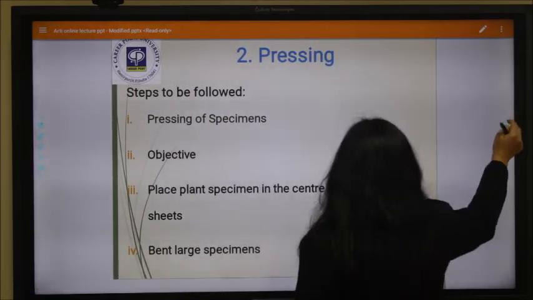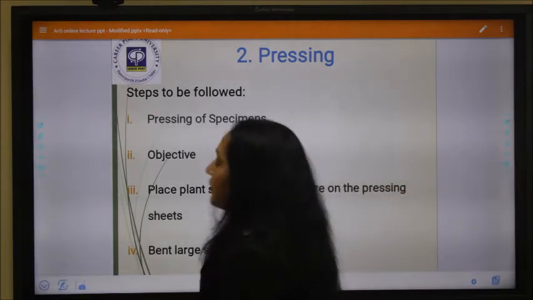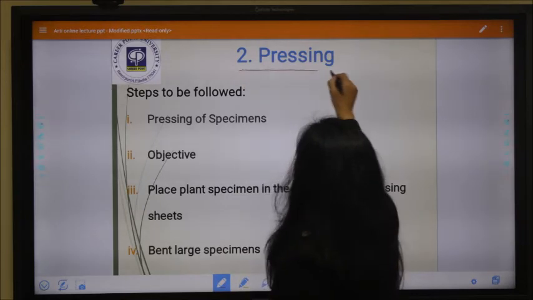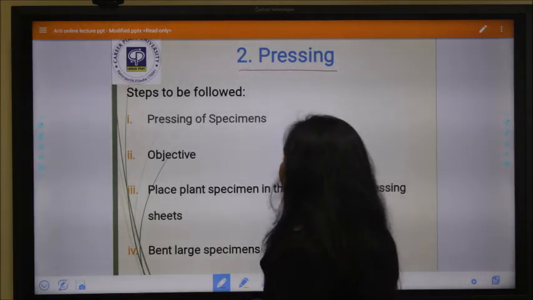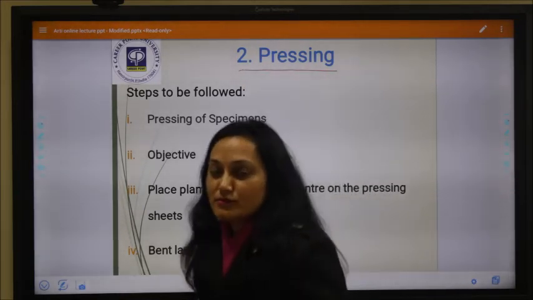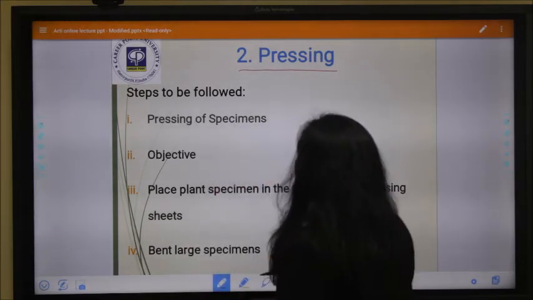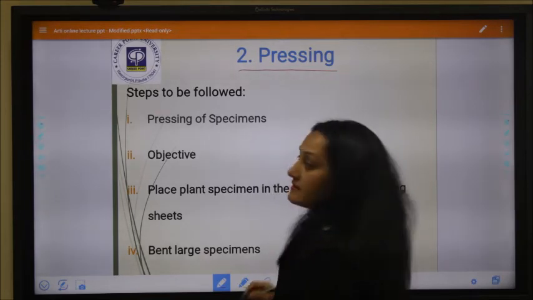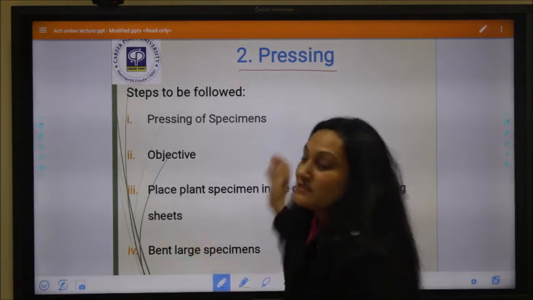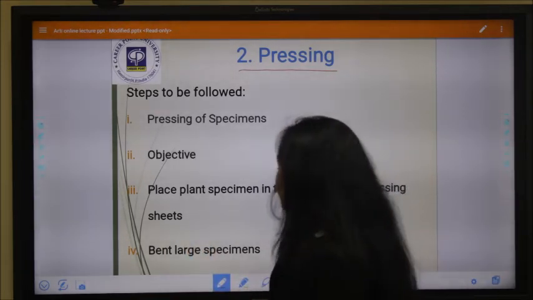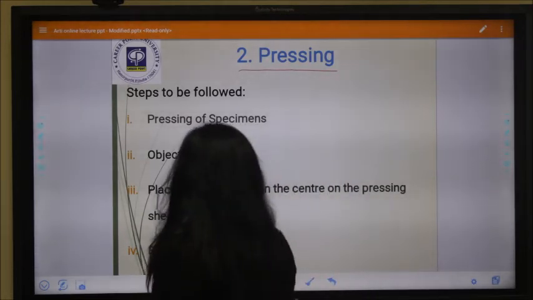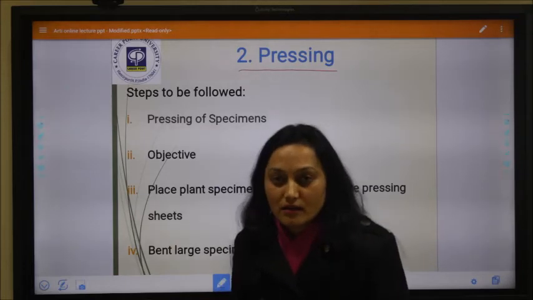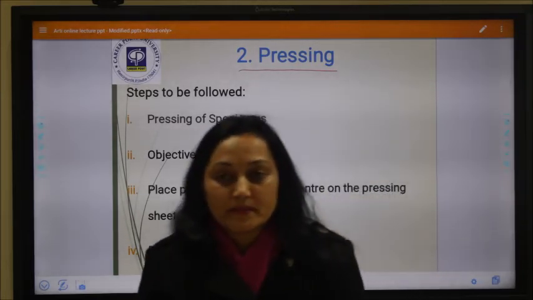Next most important step under technique of herbarium preparation is pressing. This is the most important step. And here I want to add that the beauty of a herbarium depends on this step, that is pressing. So for the pressing of the specimen, put the specimen inside the blotting paper or newspaper.